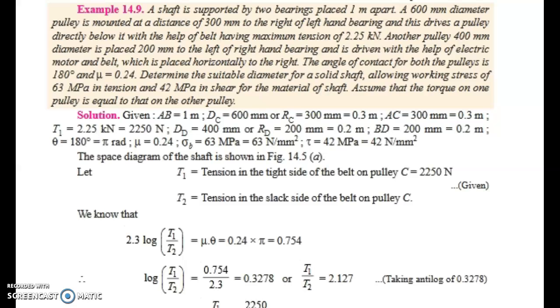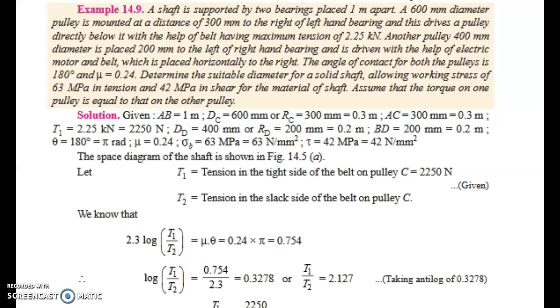A 600 mm diameter pulley is mounted at a distance of 300 mm to the right of the left hand bearing, and this drives a pulley directly below it with the help of a belt having maximum tension of 2.25 kN. Another pulley of 400 mm diameter is placed 200 mm to the left of the right hand bearing and is driven with the help of an electric motor and belt, which is placed horizontally to the right.